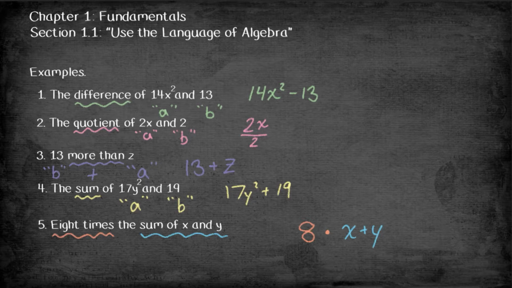But we have to be careful because this sentence implies that we are taking 8 times the sum of x and y, not times just one of these, but rather both of them. So what we need to do is include parentheses around the x plus y.